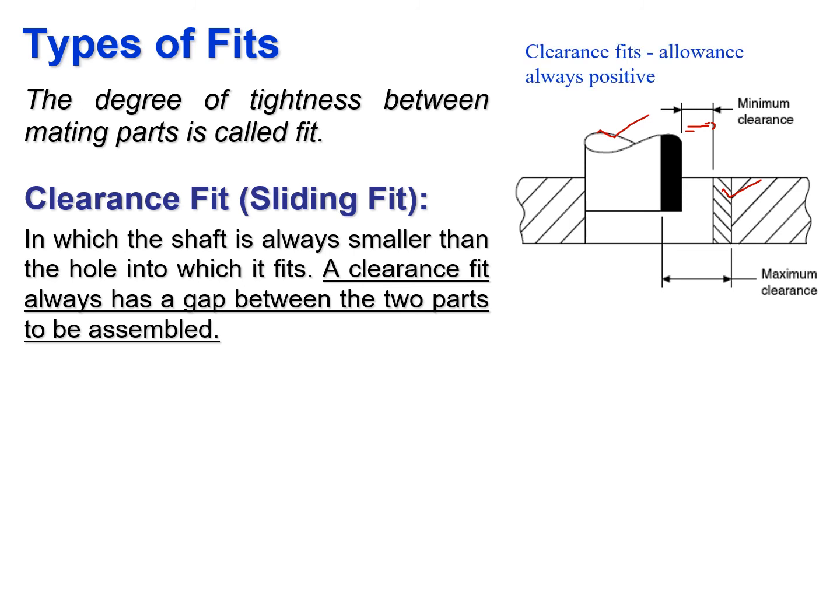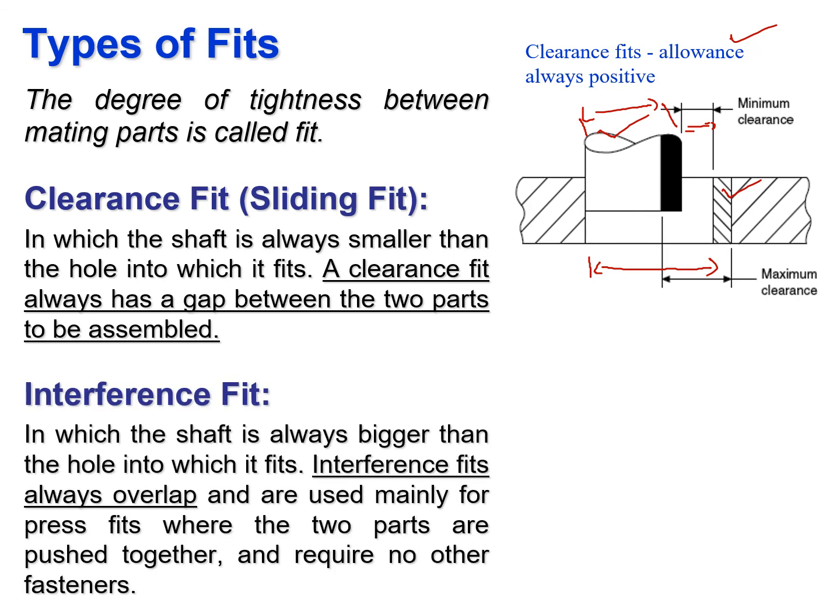The allowance of the clearance fit is positive. Allowance, as you can see, can be calculated by subtracting the size of this shaft from the size of this hole, so we will get a positive number. Then we have interference fits.